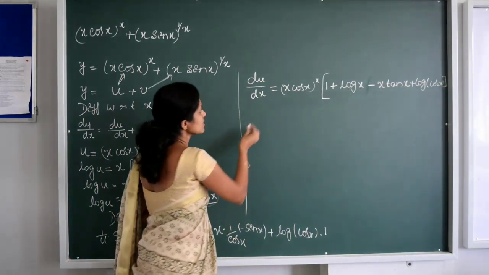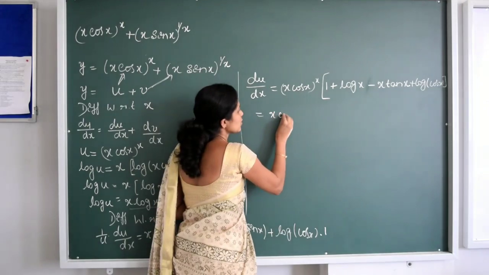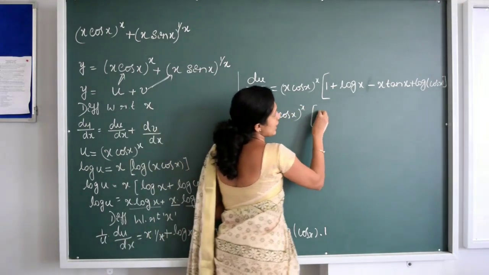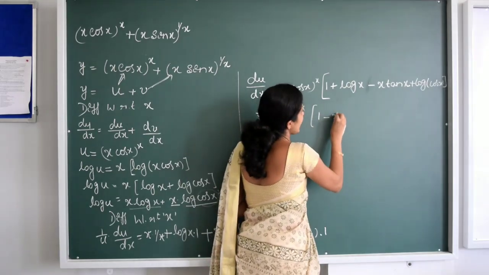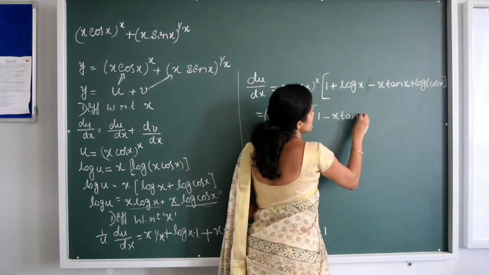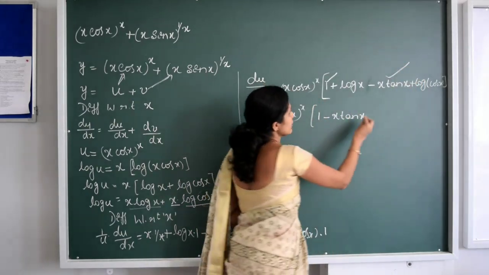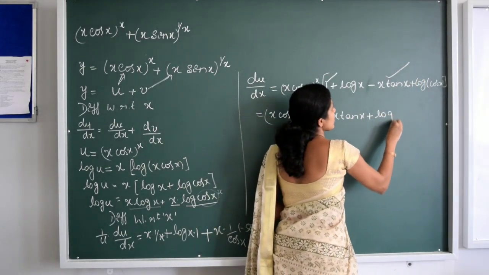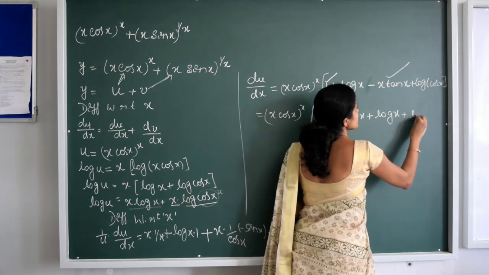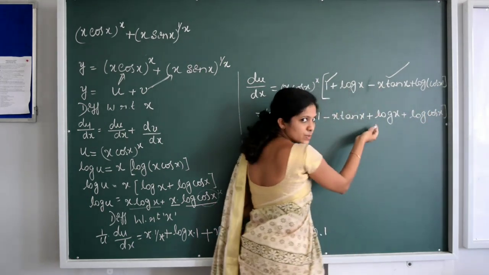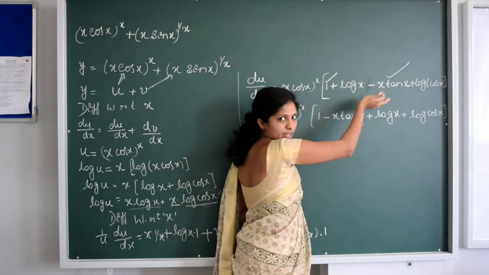Now we will collect the terms. So this is equal to (x cos x) whole to the power x into, I will write 1 minus x tan x. And what are the remaining? I wrote 1 and x tan x, remaining with plus log x, just rearrange this one, plus log of cos x. Is it clear? Same as before, but we have just rearranged this one.